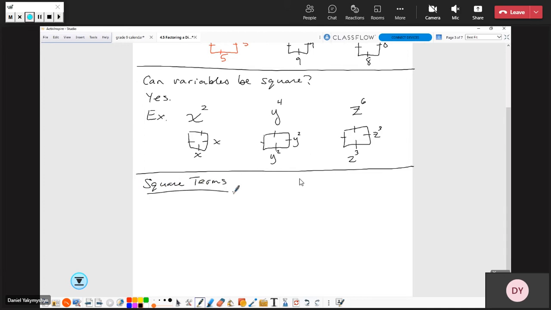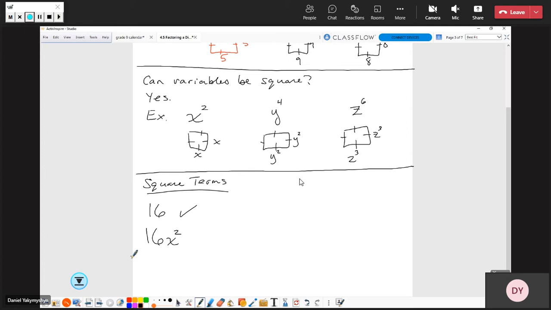So maybe you can give me a thumb up, like yes, it's square, or a thumb down, like no, that's not square. 16, is that square? Yeah, okay, great. Yeah, that is square because it's the result of 4 by 4. How about now 16x squared? Is that square? Yeah, I got some nods.